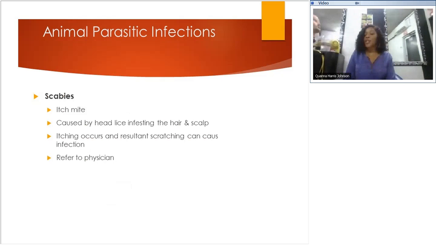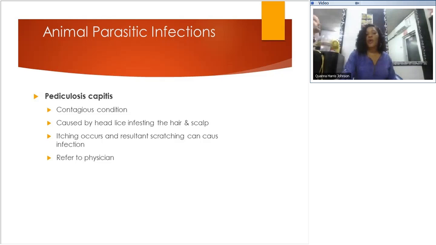We also have pediculosis capitis, and this is an infestation of head lice. It's highly contagious also. Head lice cause itching and cause infection to occur. So you're going to refer the client to a physician. We do not treat animal parasitic infections in the salon. We do not treat vegetable parasitic infections in the salon. They should be referred to a physician.